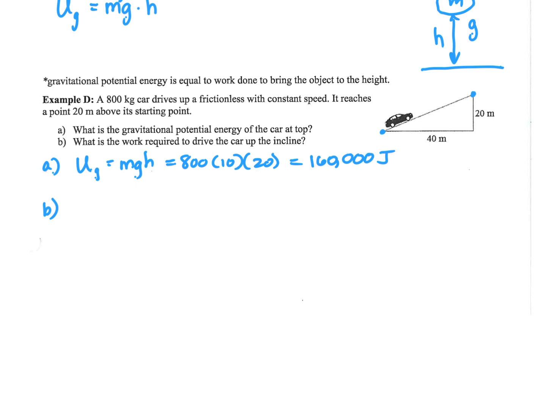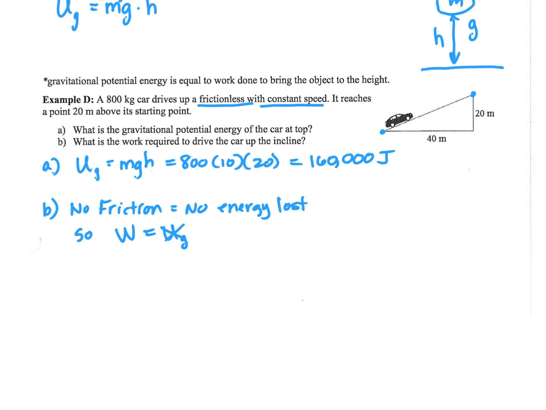Well, here's a couple of things. We noticed it was at a constant speed and it's frictionless. So if there's no friction, are we losing any energy? Not according to this problem. No friction equals no energy lost. So the work is going to be equal to the gravitational potential energy, or the change in gravitational potential energy. Maybe we should better say that, because it's that change in energy.